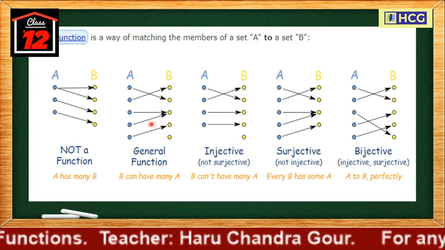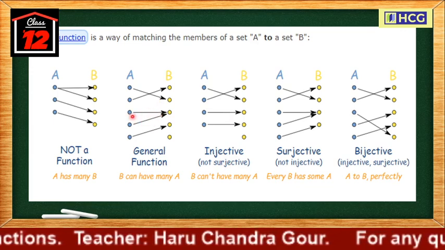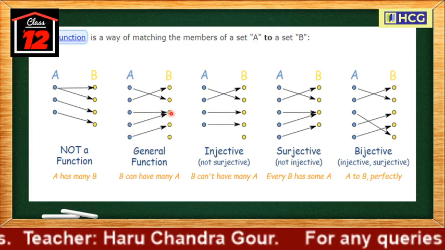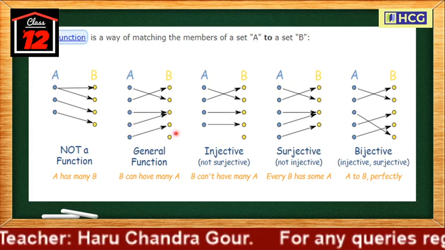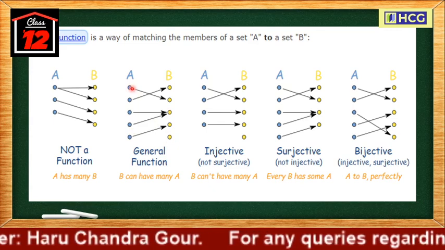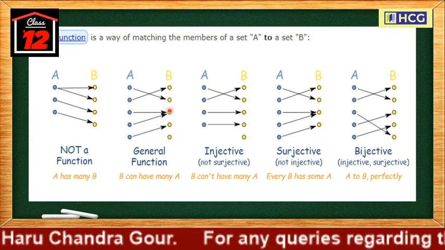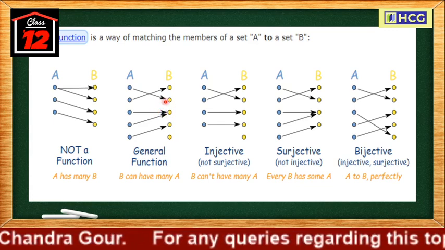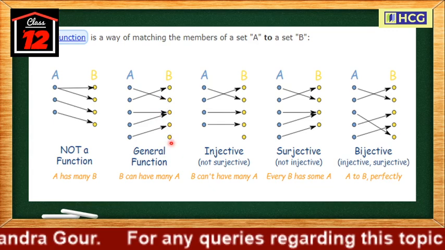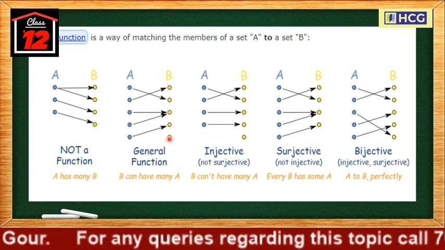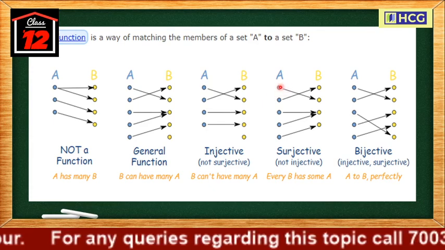And now the second figure: this maps to this and this maps to this. These two elements are distinct but these elements are not distinct, and this element has no pre-image in the domain set. So therefore for this region the function is not one-to-one or injective, and for this region the function is not surjective.